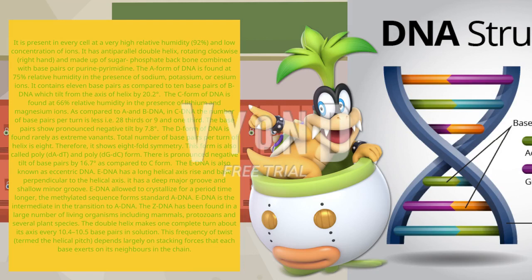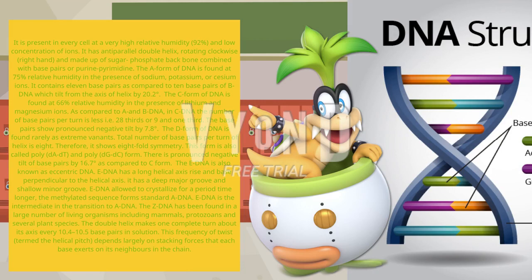The E-DNA is also known as eccentric DNA. E-DNA has a long helical axis rise and base perpendicular to the helical axis. It has a deep major groove and shallow minor groove. If E-DNA is allowed to crystallize for a longer period of time, the methylated sequence forms standard A-DNA. E-DNA is the intermediate in the transition to A-DNA.